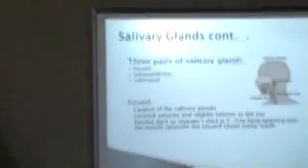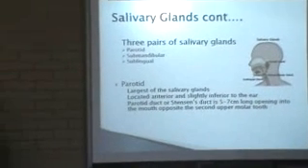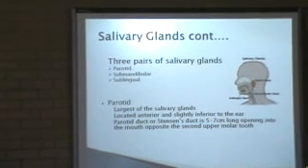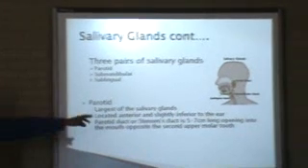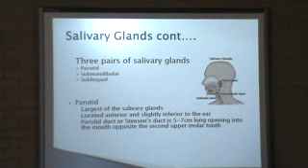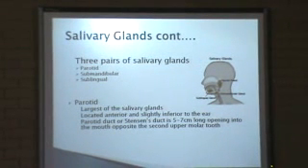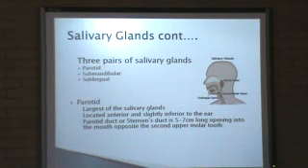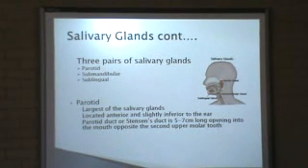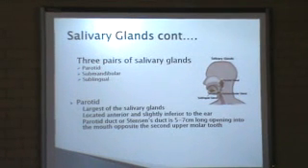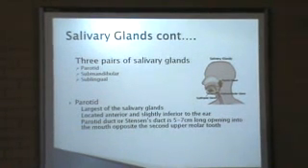Three pairs of salivary glands. One is the parotid, and the other one is the submandibular, and then there's sublingual. You can see here, those are the locations. Parotid is the largest of the salivary glands, and it's located just in front of and slightly below the ear. The parotid duct, also known as the Stenson duct, is about 5 to 7 centimeters long, and it opens into the mouth opposite of the second upper molar tooth.